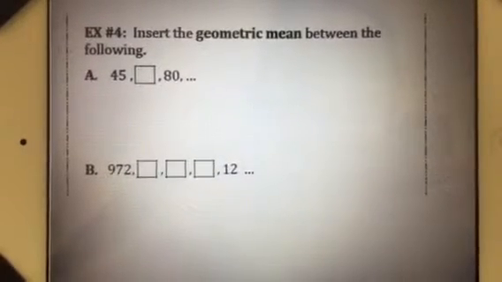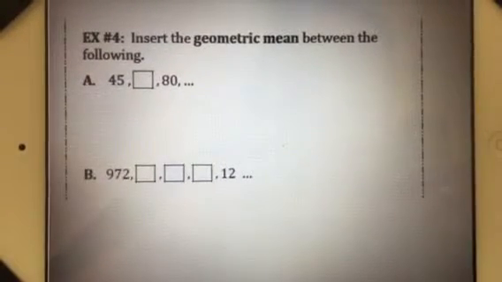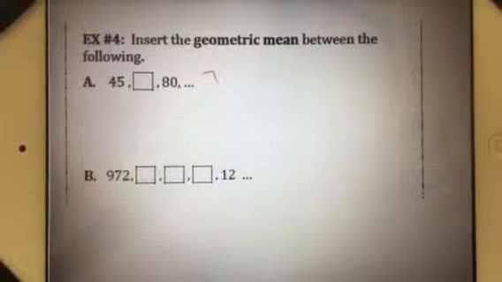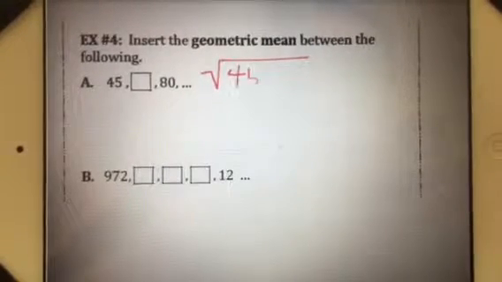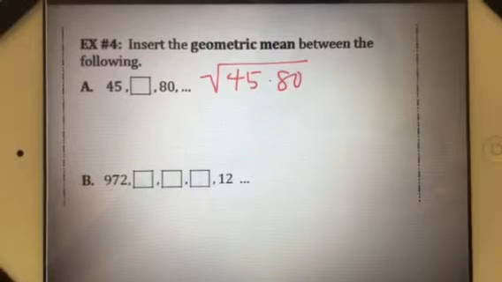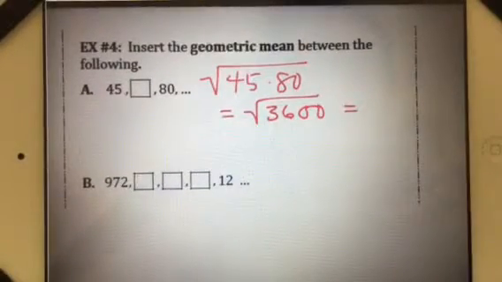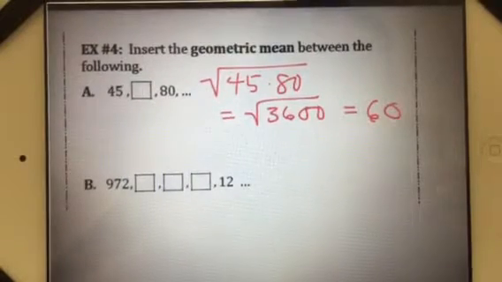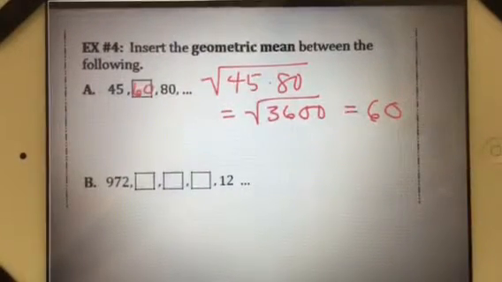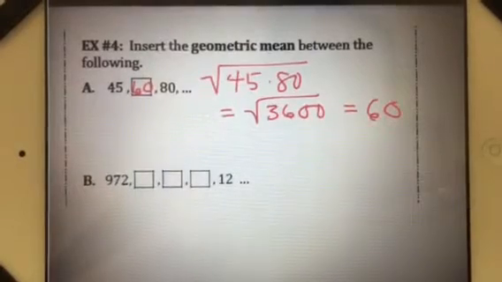So let's use that formula, using the geometric mean to find the following. Here we'll take the square root of 45 times 80, which will give us the square root of 3,600, which will equal 60. And that's what will go inside. Try example B on your own.